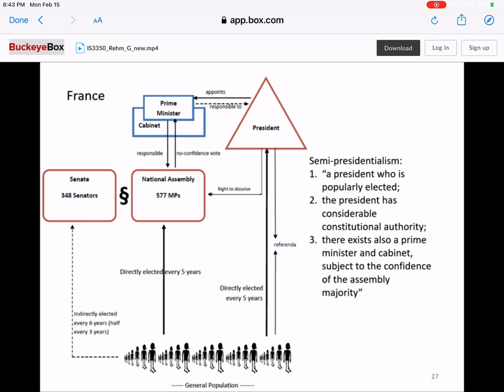If we take the definition of semi-presidentialism used above and apply it to the French case, we find that first, a president who is popularly elected is indeed the case. Second, the president has considerable constitutional authority. He has, so that's a check. And third, there also exists a prime minister and cabinet subject to the confidence of the assembly majority, which is the case in the French system. So the French system is a good example of a semi-presidential or hybrid system.